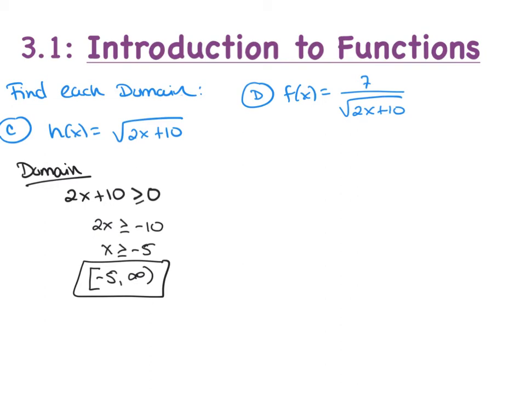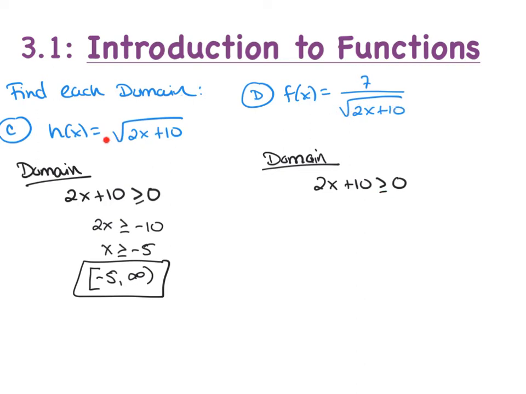So we have two problems here. We have a denominator, so we have to make sure that that denominator is not equal to 0, and we have a square root. So let's start writing our domain, where we state that the radicand, 2x plus 10, is positive. But I don't want to say that it could be equal to 0 because it comes from the denominator.